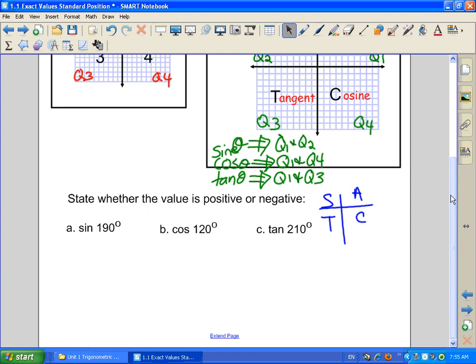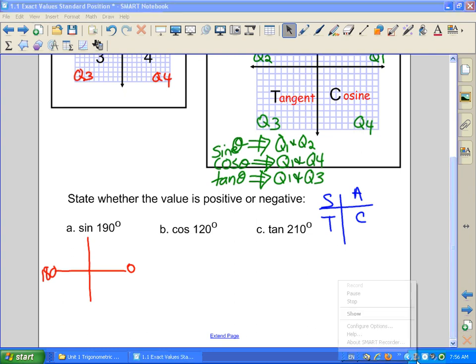If we have the sine of 190, let's just think about our degrees. If we start here, that's 0 degrees. This is 180. So where is the sine of 190?